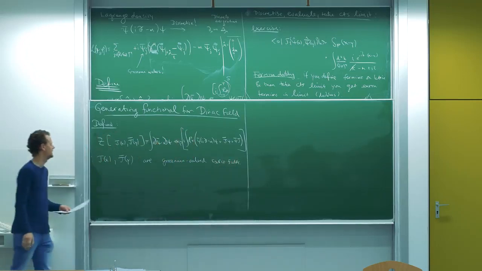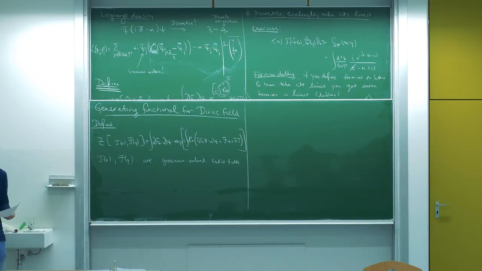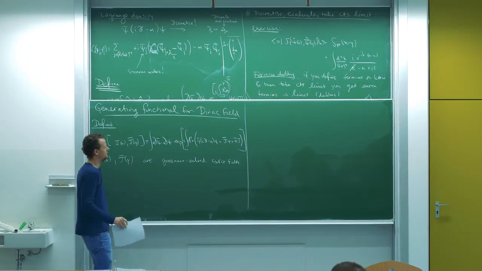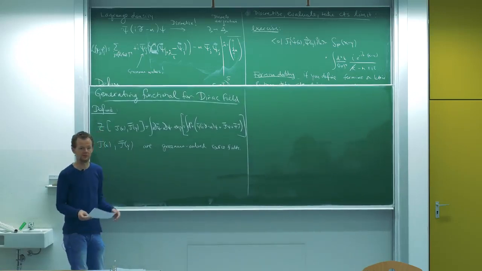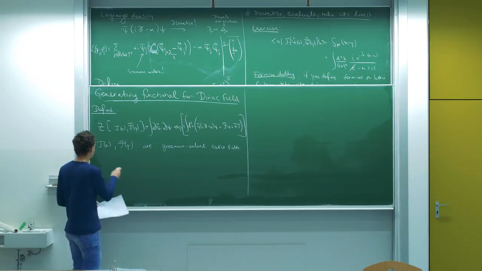Okay, these J's are source fields, and they're Grassmann valued. There are these auxiliary fields that you add in, and you're going to differentiate with respect to them and then set them to 0, and that'll give us the correlation functions. All right, so how do you do this thing?